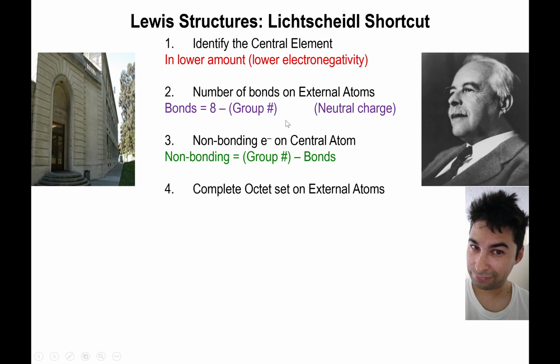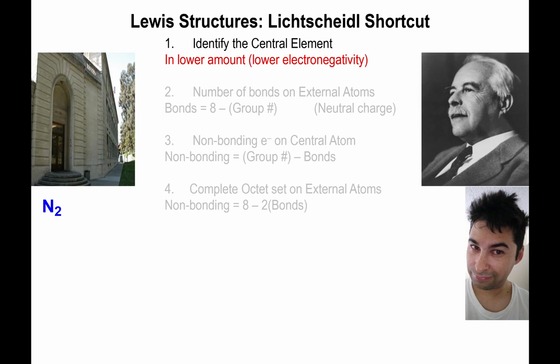Once I do that for all the external elements, then I switch my focus back to the central element, and I determine how many valence electrons the central element has or hasn't yet used up in order to make the different bonds. Simply put, if you subtract the number of bonds from the group number of the central element, that will tell you how many electrons are still unaccounted for, which still need to be drawn on the central element. And at the end, I complete the octet for the external elements other than hydrogen. Hydrogen will never have an octet, but every other element definitely will.